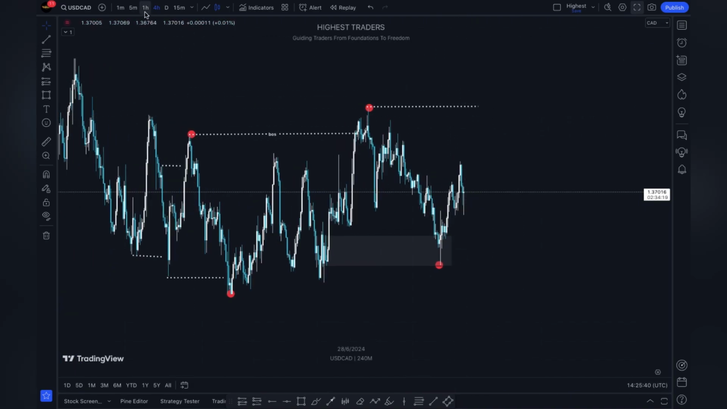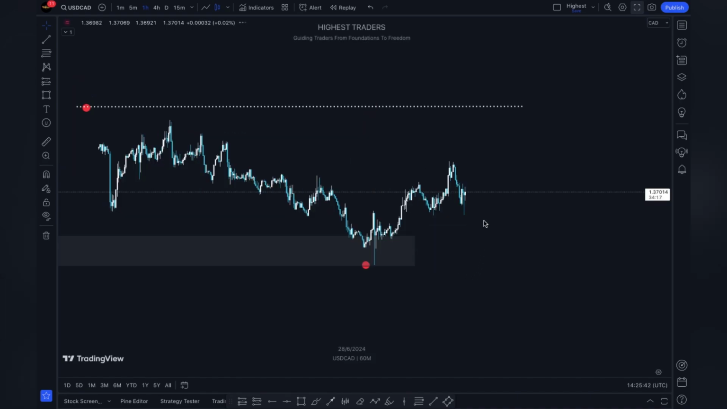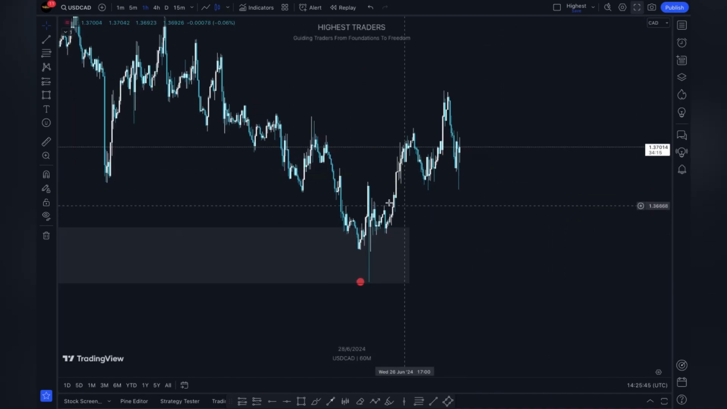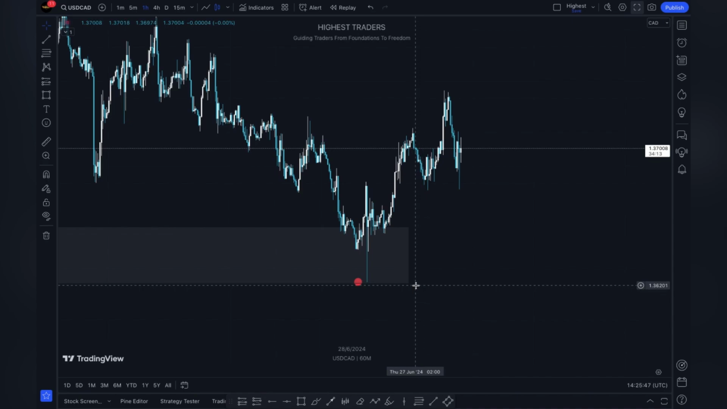So let's go on the 1 hour, to understand more what price is doing. Like I said, whenever you hop on a different time frame, your focal point is the current side of that time frame, the current side of the market on that time frame.